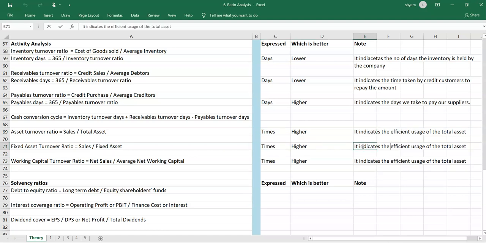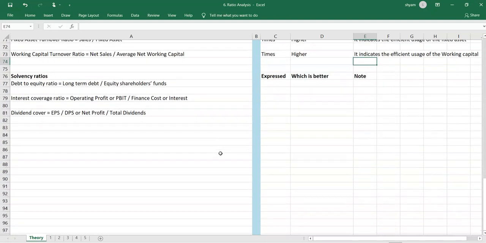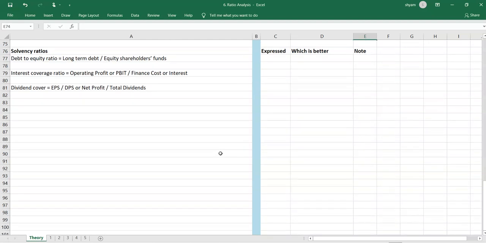So almost all the three ratios are similar only, so we can take the same concept and type it here. In fixed asset turnover ratio, it's about how efficiently the company is using its fixed asset. In working capital turnover ratio, how well it is using its working capital. Okay, so that's about the concept here, and that's about the activity ratios. So let's go to the solvency ratios, which is the last part of our analysis.